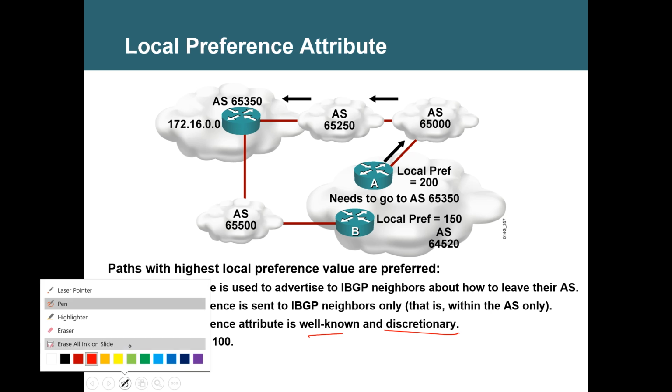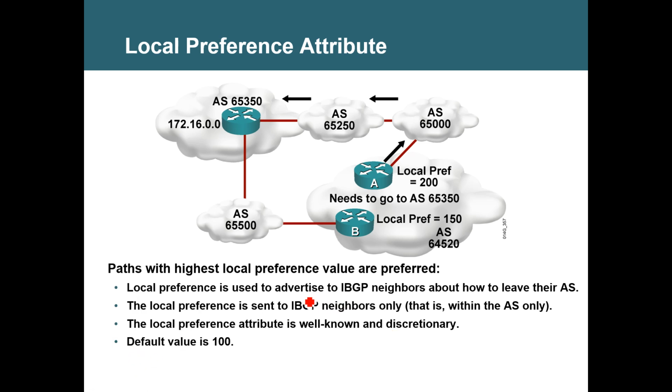Right. Now, local preference is used to advertise to IBGP neighbors how to leave their autonomous system. Local preference is sent to IBGP neighbors only. It is advertised only within the AS. The local preference attribute is known as well-known discretionary. The default is 100. Higher is preferred, again. Higher is preferred. Any question?